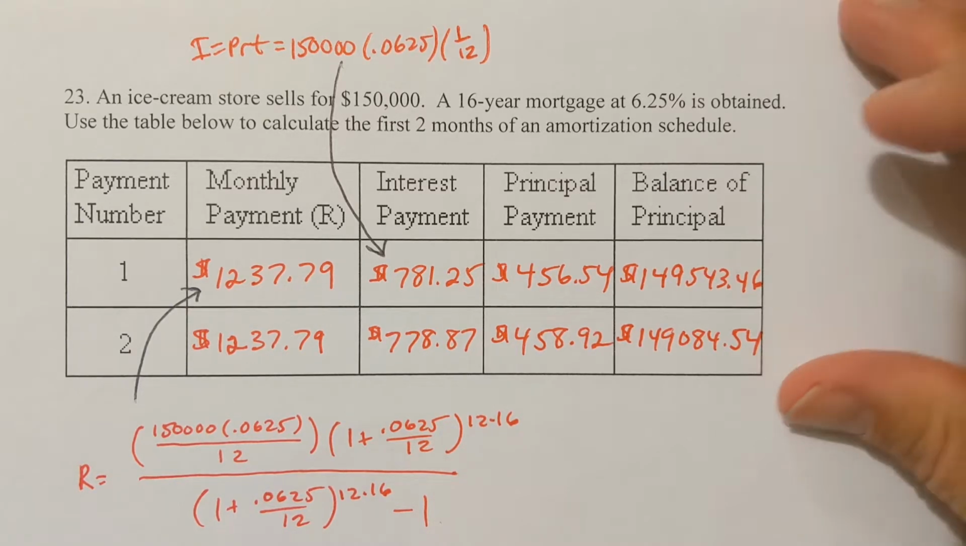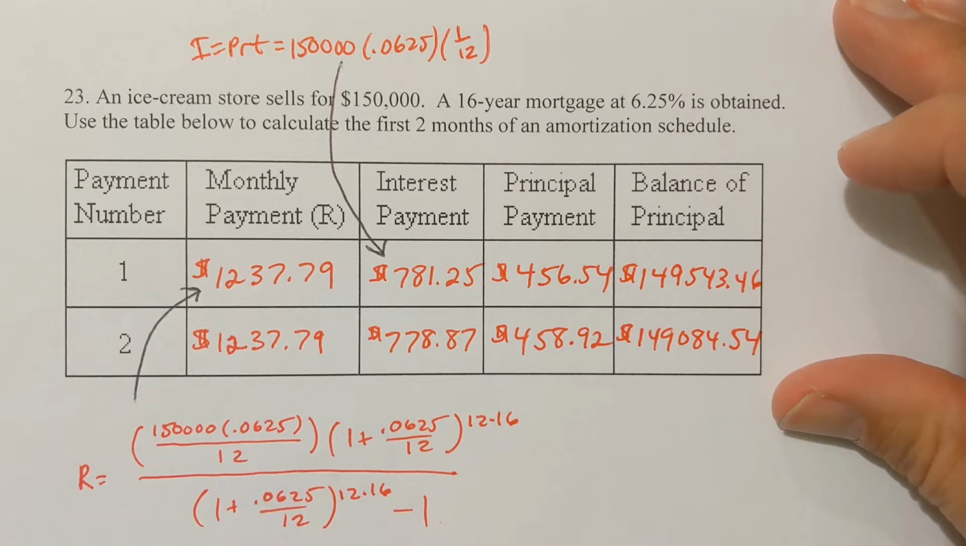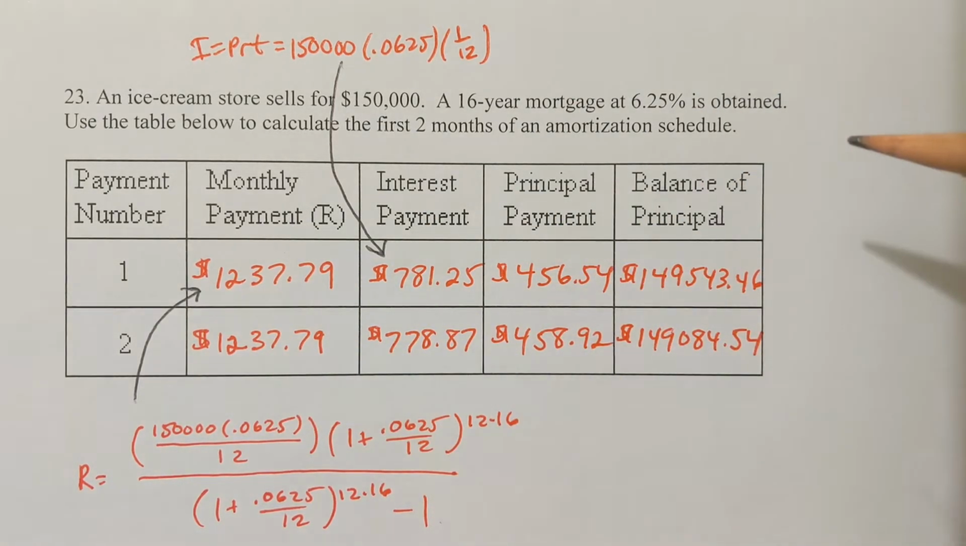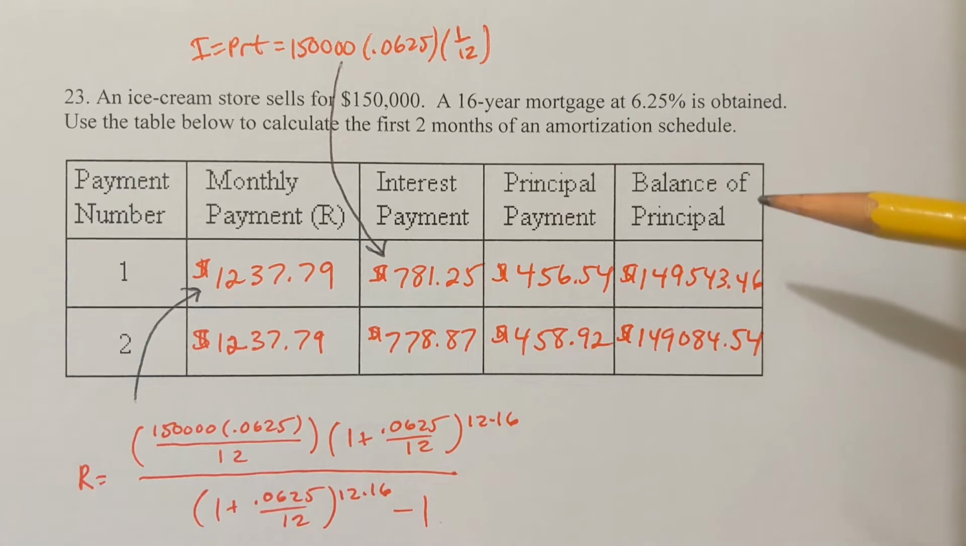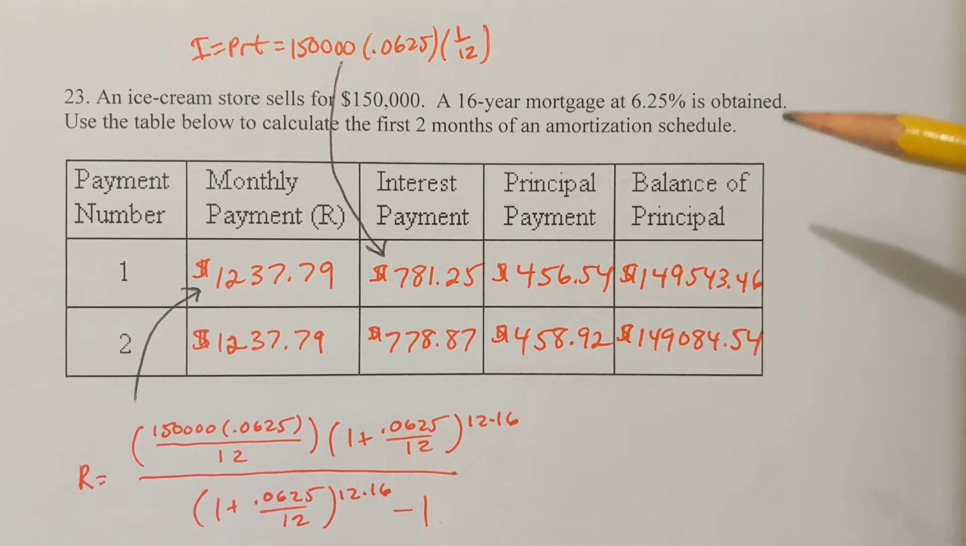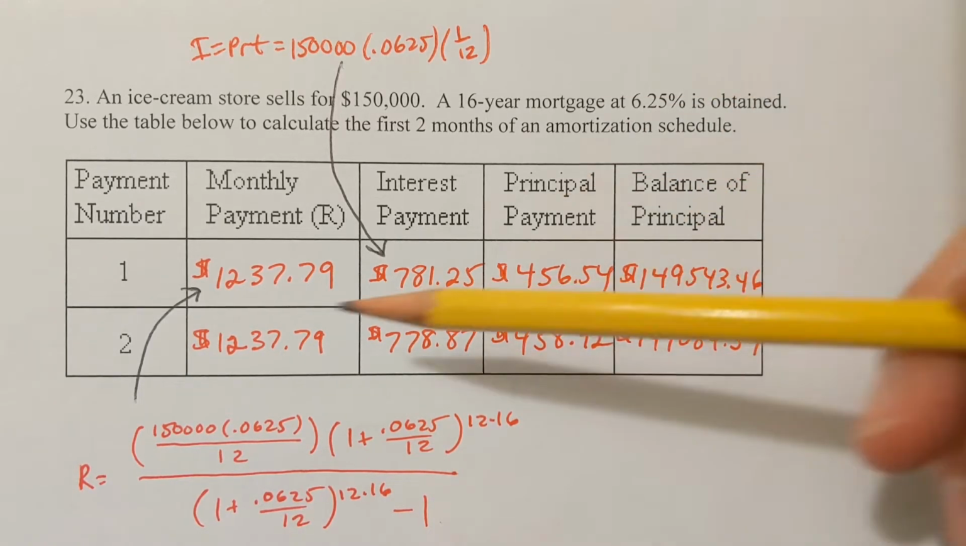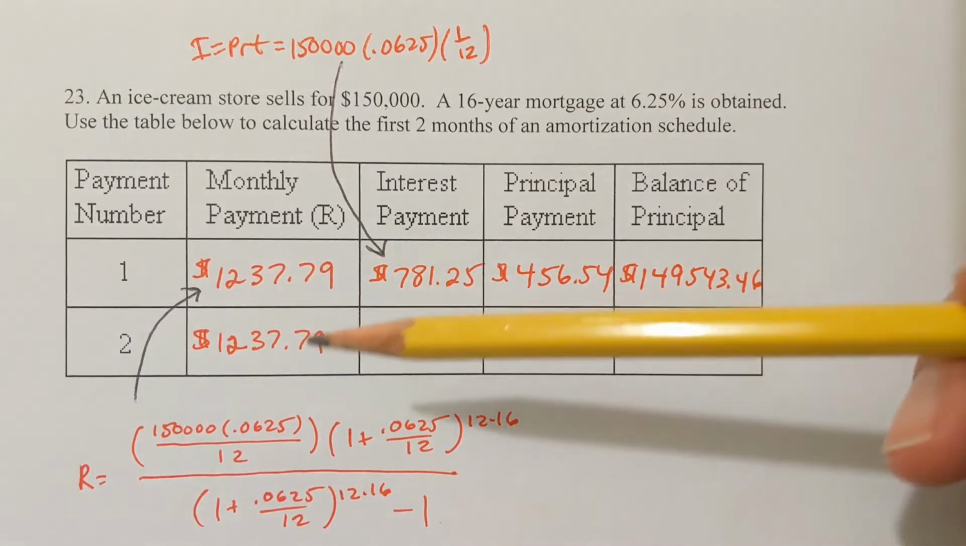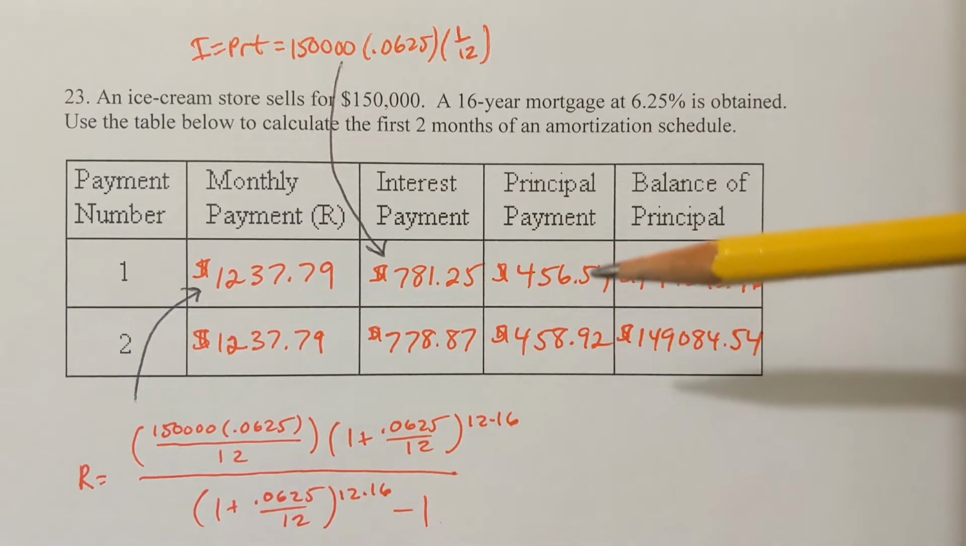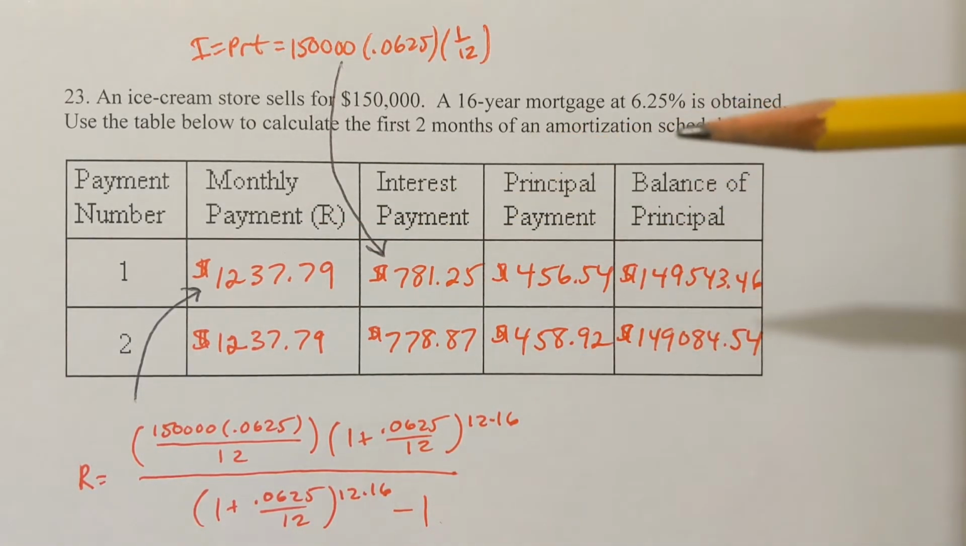Okay, so again, I've got two payment numbers out of whatever 16 times 12 would be, 12 months in a year, 16 years, excuse me. And so we're going to look at the first two payments out of what will be a big long chart there.